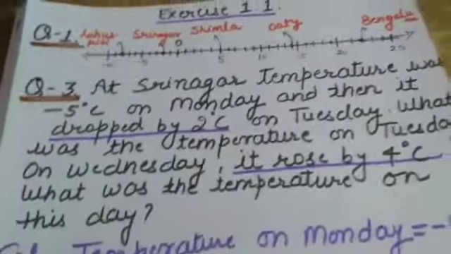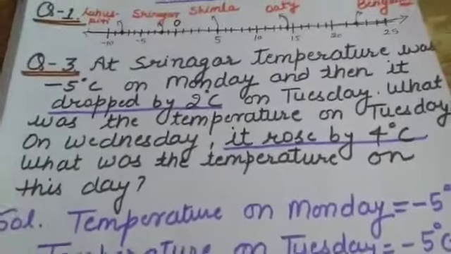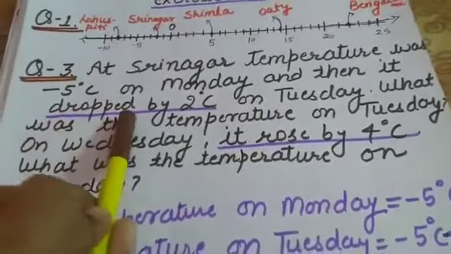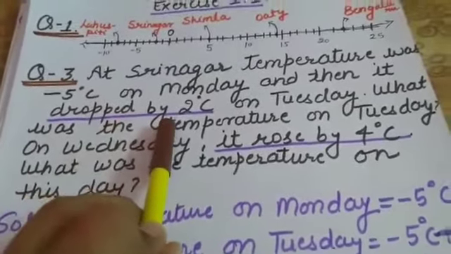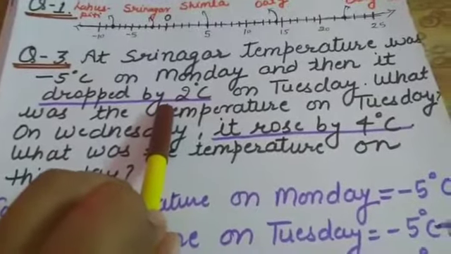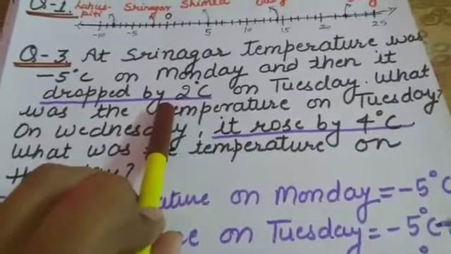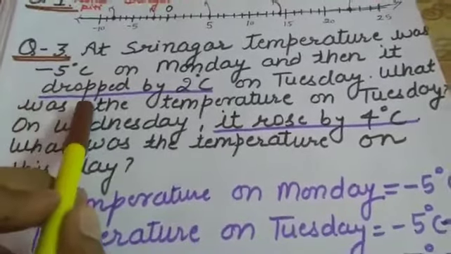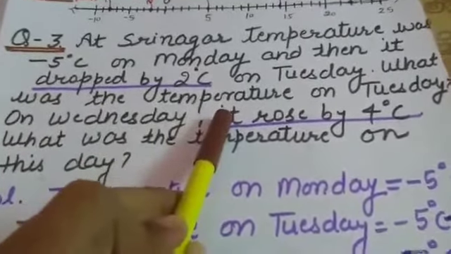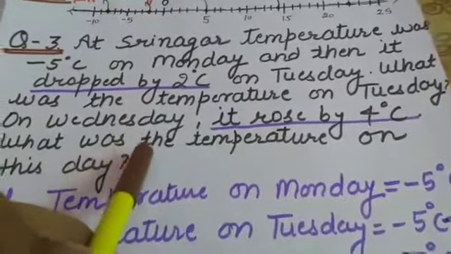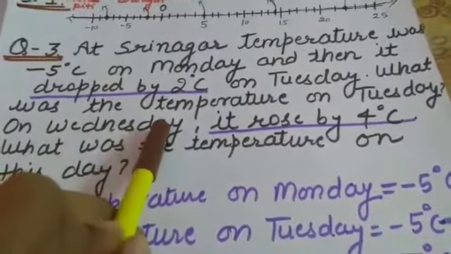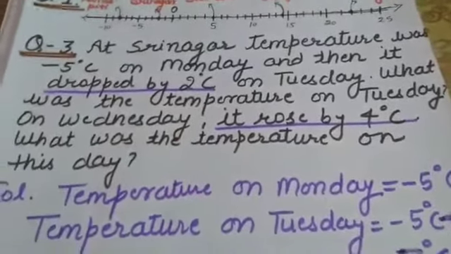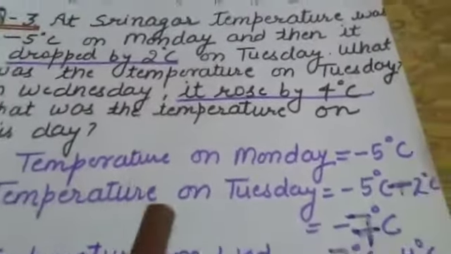Now let us discuss question number 3. At Srinagar, the temperature was -5 degrees on Monday, and then it dropped by 2 degrees on Tuesday. The question is saying, at Srinagar, the temperature on Monday is -5 degrees Celsius, and then it dropped by 2 degrees on Tuesday. What was the temperature on Tuesday? The first part is asking about the temperature on Tuesday. Let us solve the first part first.